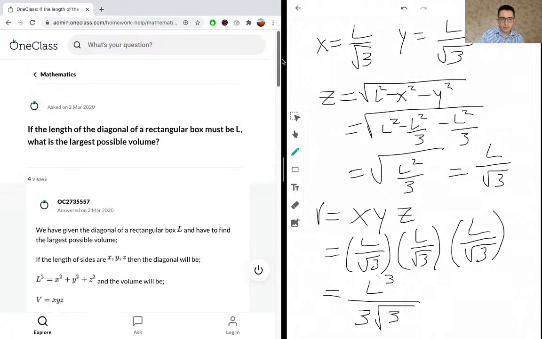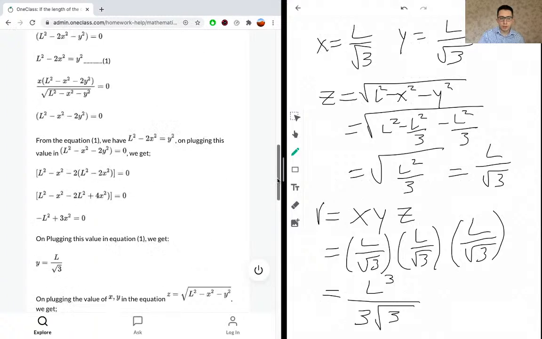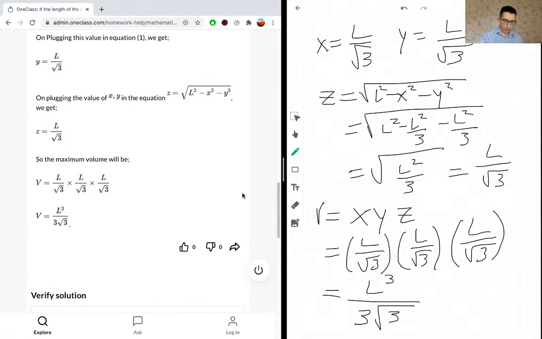So our question is, if the length of the diagonal of a rectangular box must be L, what is the largest possible volume? So we've finally gotten to our last solution. The volume is equal to L cubed over 3 square root of 3. So we've classified the maximum volume in terms of L, and that's what the question is asking us.